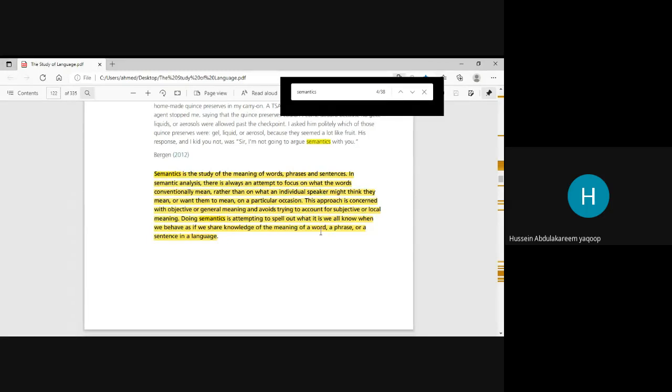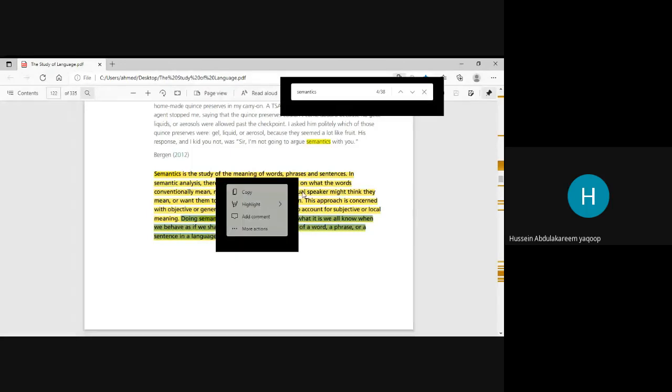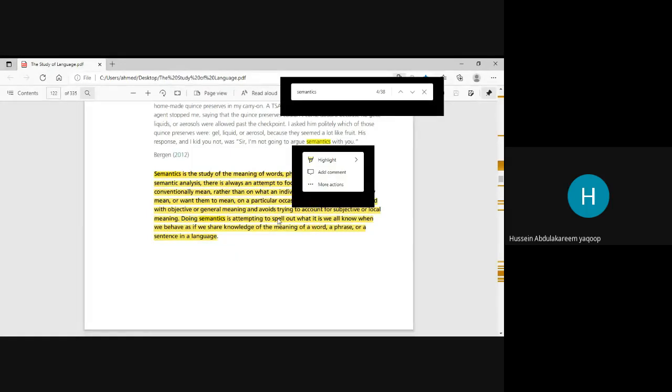even though these meanings are not given in the sentence. This approach is concerned with objective or general meaning and avoids trying to account for subjective, or local meaning. The general meaning, this means the lexical meaning, al-ma'na al-ma'jami. Doing semantics, this is now the concluding sentence, is attempting to spell out what it is we all know.